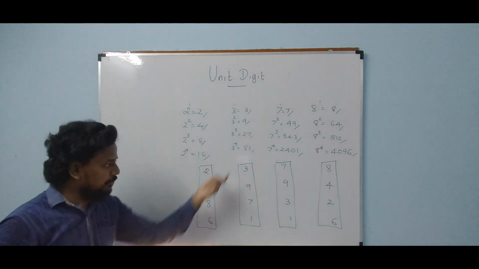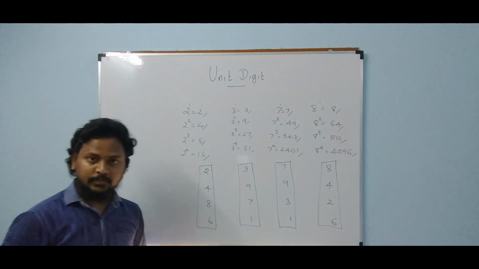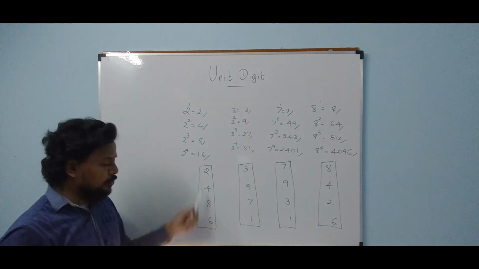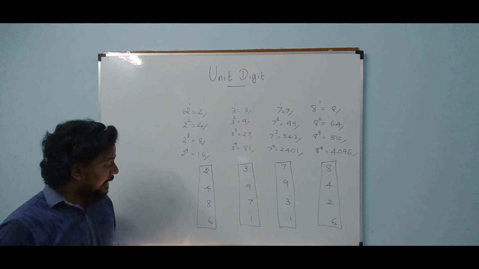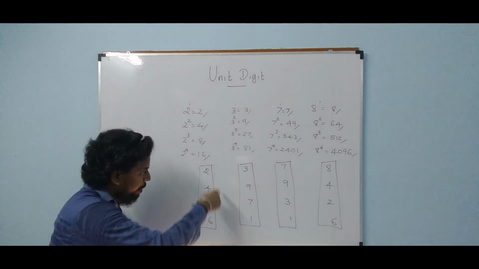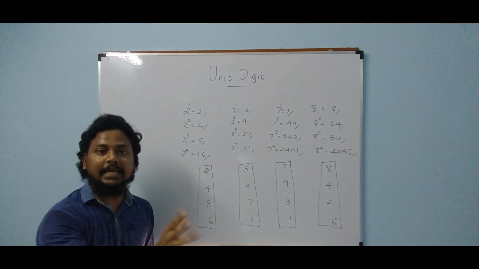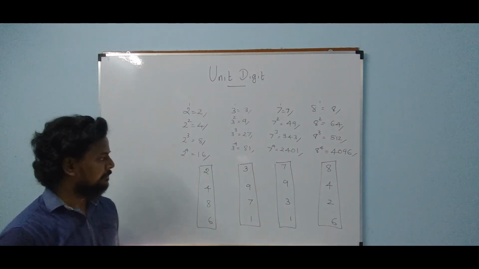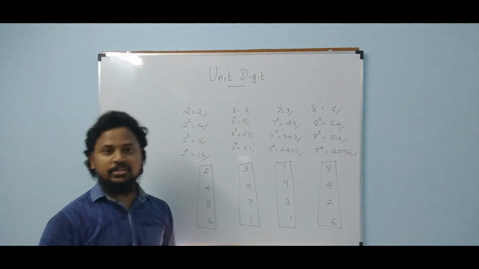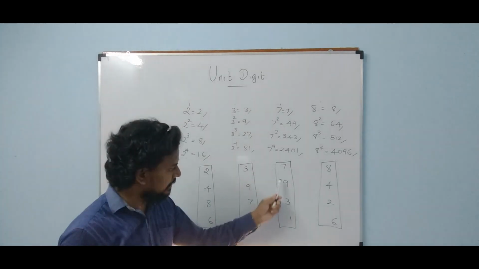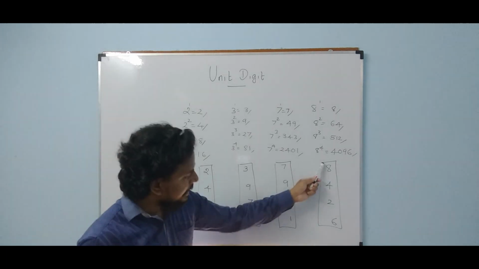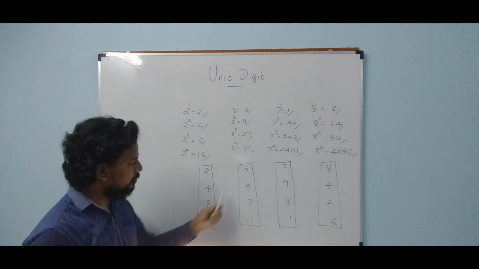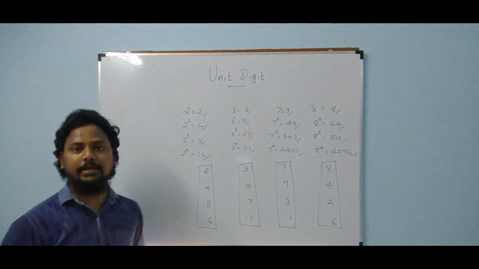Remember, a shortest way to remember all this. What is the shortest way? The first 2 numbers are enough to get the next 2 numbers. If it is 2 and 4, then obviously the next 2 must be complements of these 2 to get 10. That is, 2 plus 8 is 10, 4 plus 6 is 10. 3 plus 7 is 10, 9 plus 1 is 10. 7 plus 3 is 10, 9 plus 1 is 10. 8 plus 2 is 10, 4 plus 6 is 10. So if you know the first 2, the next 2 are a consequence of the first and second.